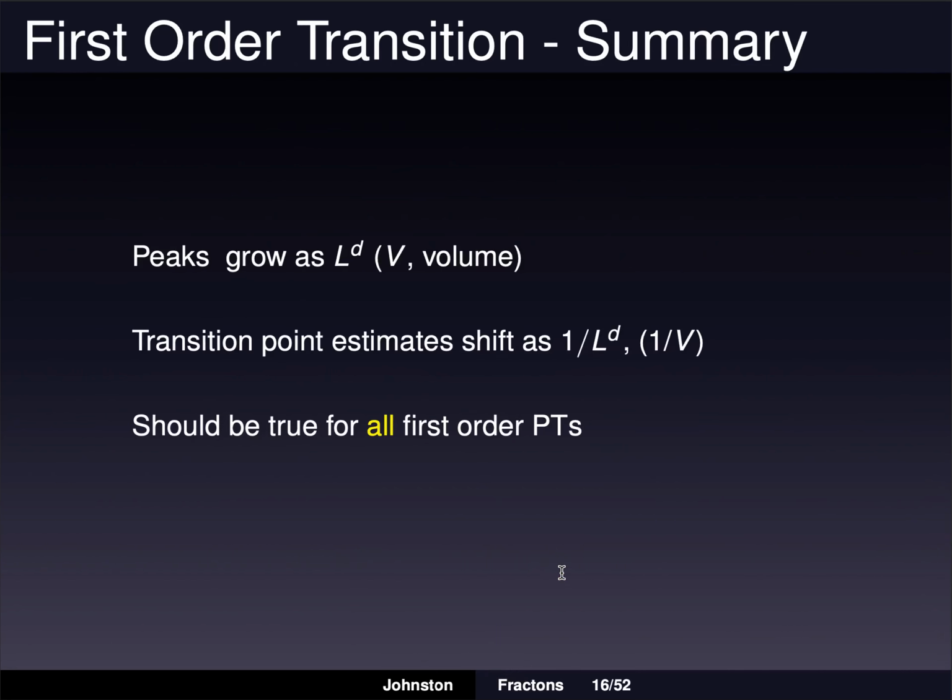So we can summarize the behavior of numerical investigations of first-order phase transitions by saying that peaks in quantities grow as L to the d, or if you prefer, the volume, and the transition point estimates shift as 1 over the volume, or 1 over L to the d. And this should be true for all first-order phase transitions that we choose to simulate. Unlike second-order continuous phase transitions, there aren't different critical exponents to find. There's volume growth of peaks and a 1 over volume shift of our estimate for where we see the critical transition.